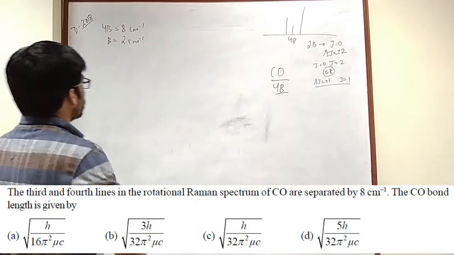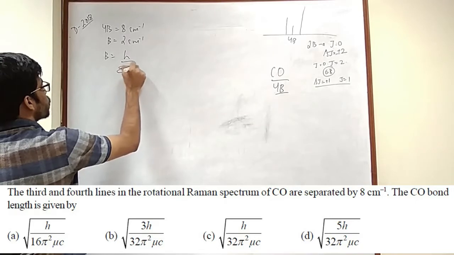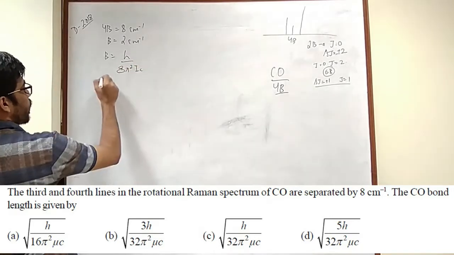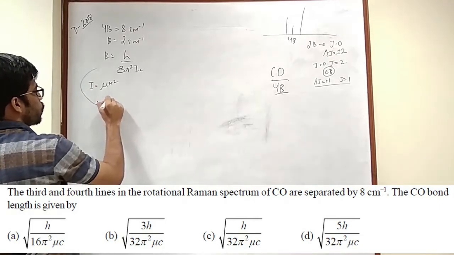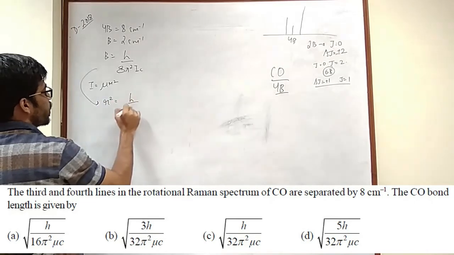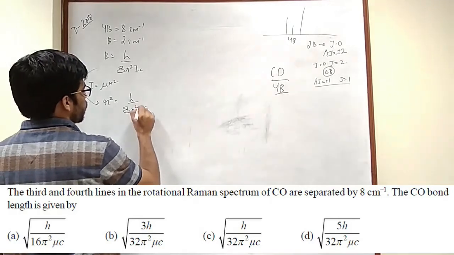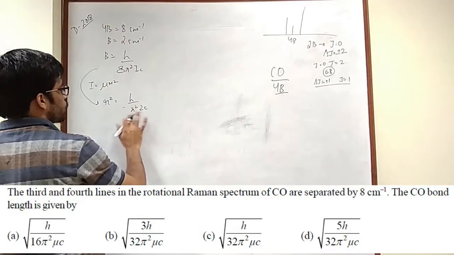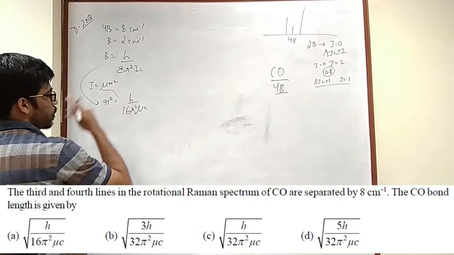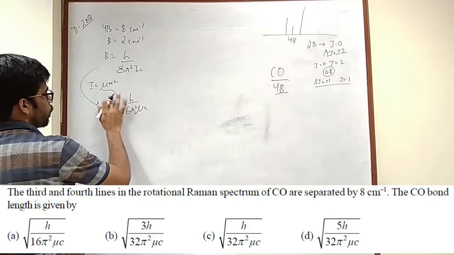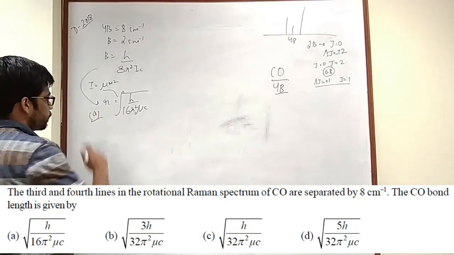The CO bond length is given by, now B is equal to what? h by 8 pi square I c, and I is what? I is mu r square. So simply combining the two, we can write r square is equal to h by 8 pi square B c mu, and in place of B, let's say I am writing 2. So that would mean this is your 16 pi square c mu. Or if I want to remove this square, I simply get this, which is given in option number A.